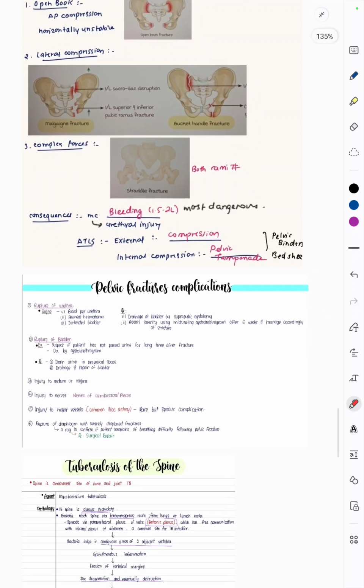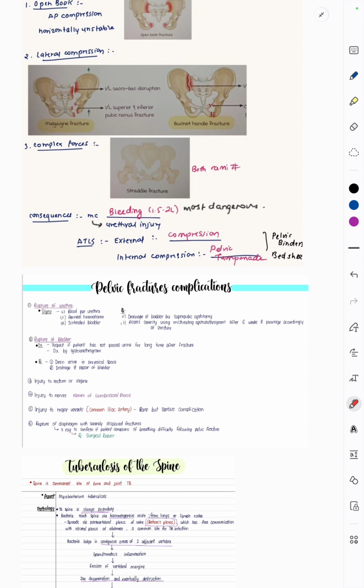The consequences, or complications, of pelvic fracture: the most common is urethral injury. Bleeding can happen, which is a dangerous complication, because of which we have to do external compression. Bed sheets or pelvic bandages should be used, and internal compression with the help of pelvic tamponade.